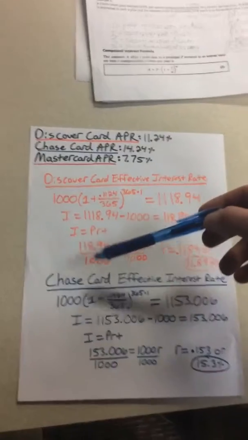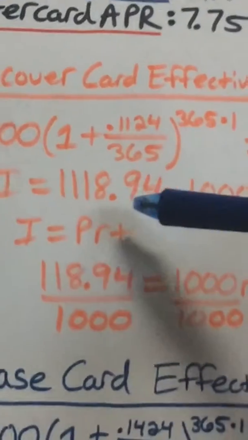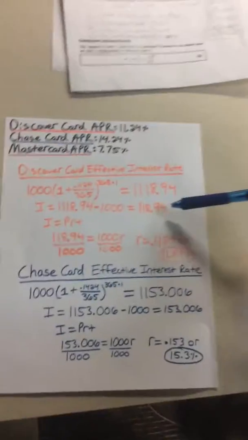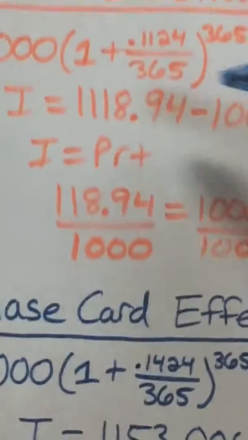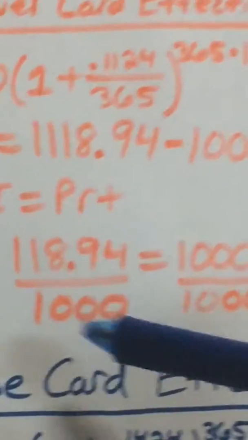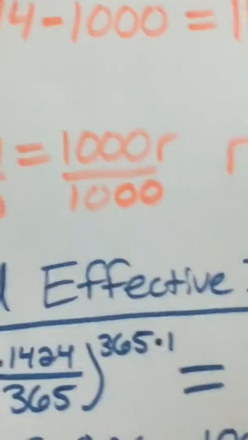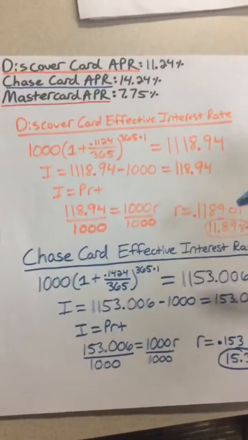And then we found the interest for the Discover card, which is I equals 1,118.94 minus 1,000 equals 118.94. And then we used I equals PRT to find the overall rate. So we did 118.94 equals 1,000R. Divide by 1,000, and you get 0.1189 or 11.89%.